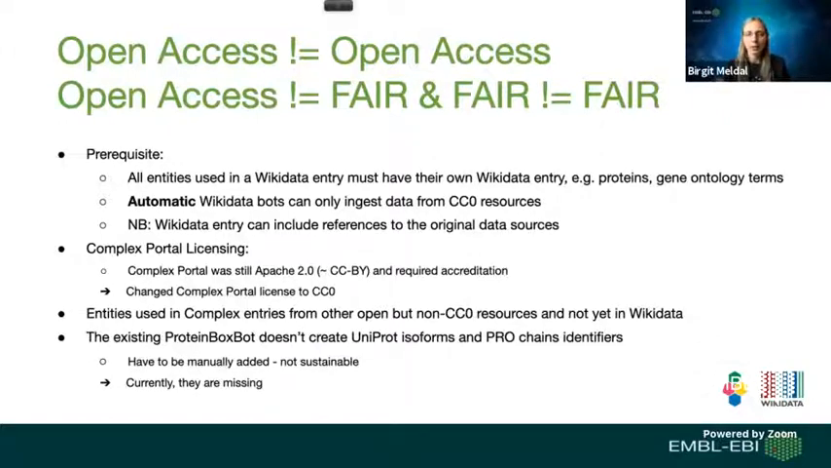The whole idea of this is that we automatize everything and run the bot with every release of Complex Portal. At the moment, Wikidata is bringing in all the data from Complex Portal and all the cross-referencing, where the entities are already created in Wikidata prior to the bot running, or they come from CC0 resources. But any CC BY resources, even though they're open, can't be brought in. So they're currently missing.